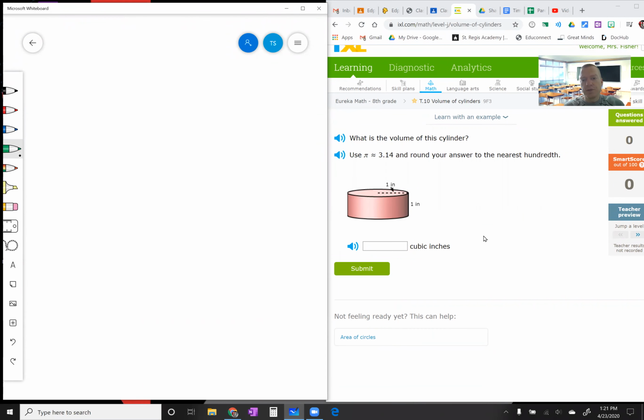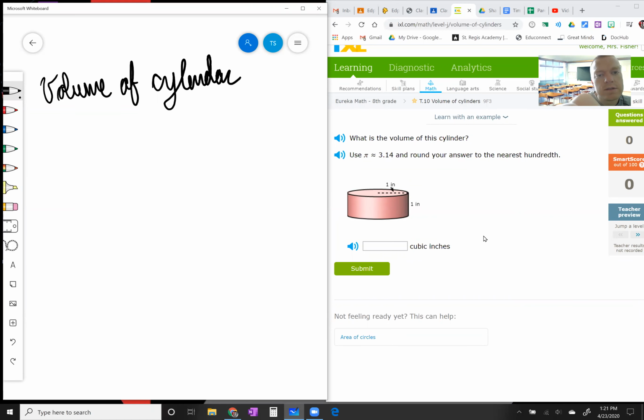For the volume of a cylinder, we use pi 3.14 and round our answers to the nearest hundredth. Write this down right here: volume of cylinder. Did I spell cylinder right? Nope, that's an E, not an A. Okay, so the volume equals pi r squared times your height.